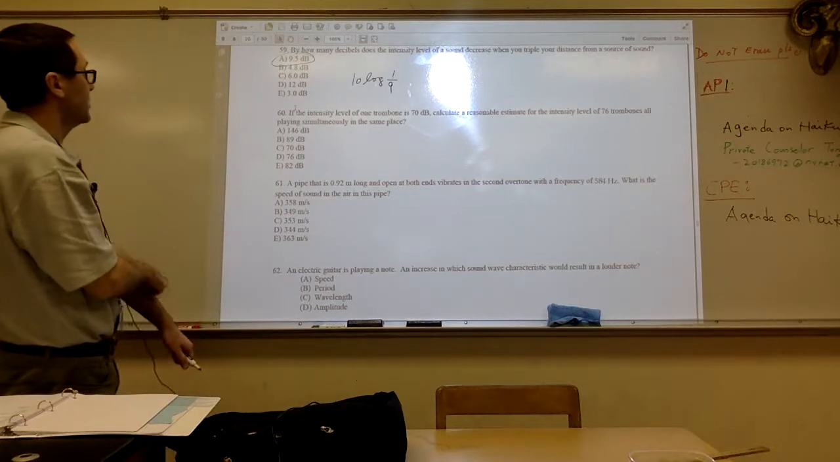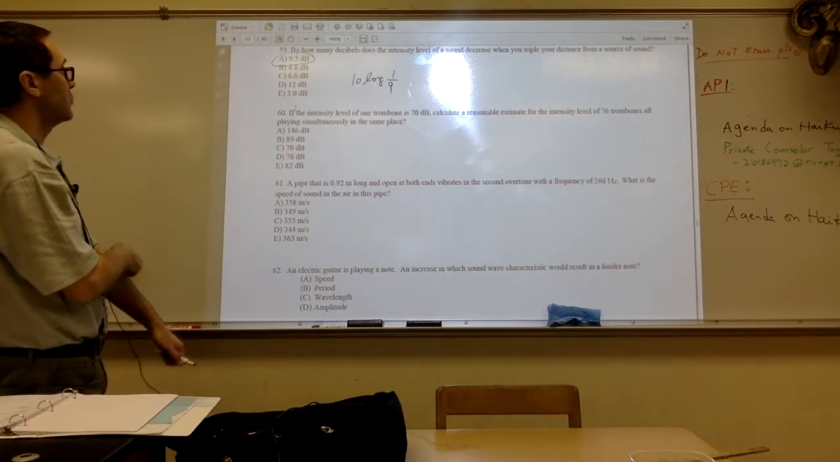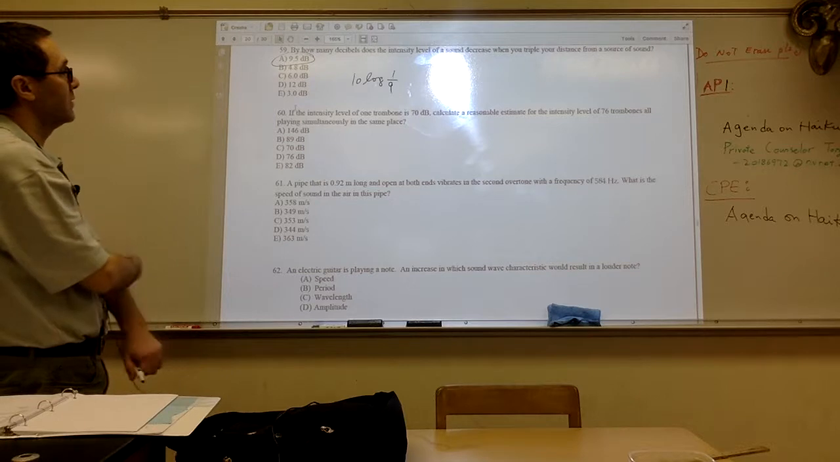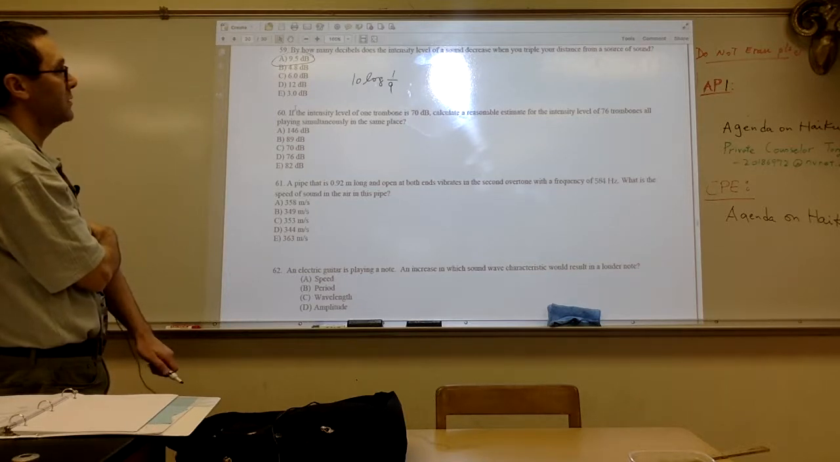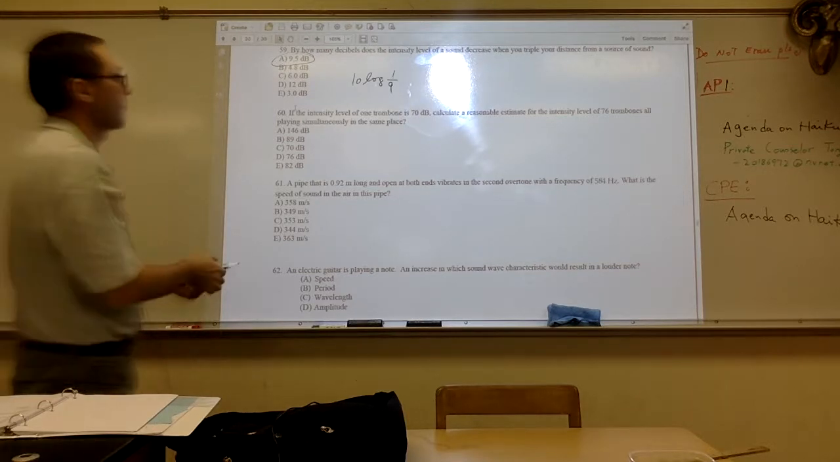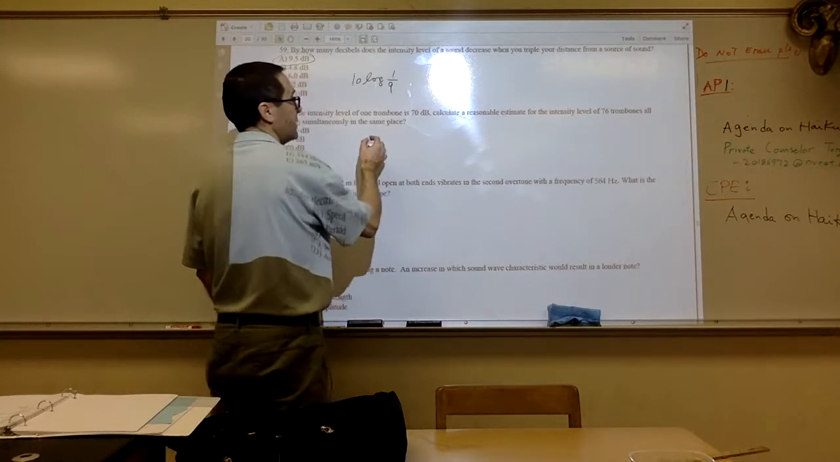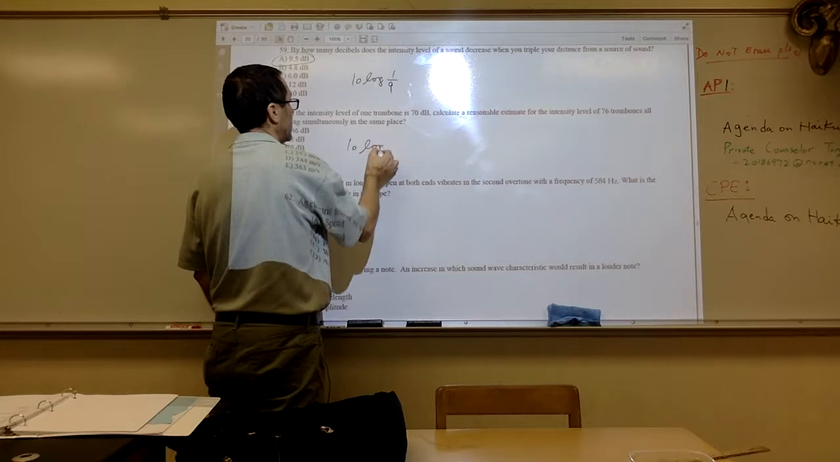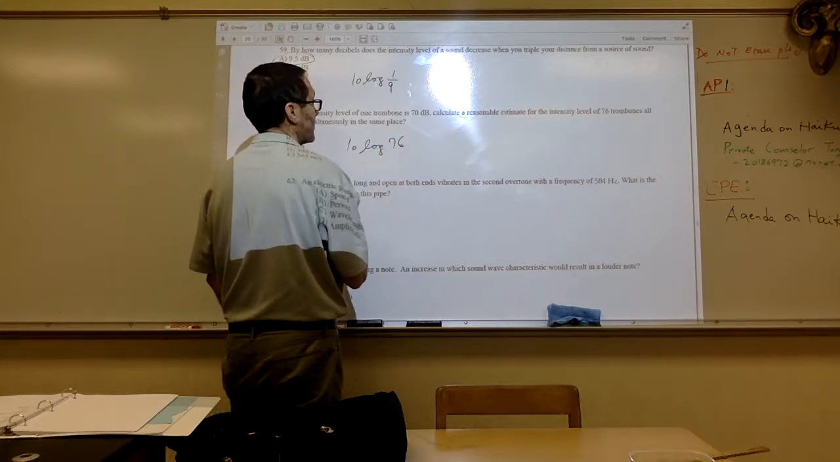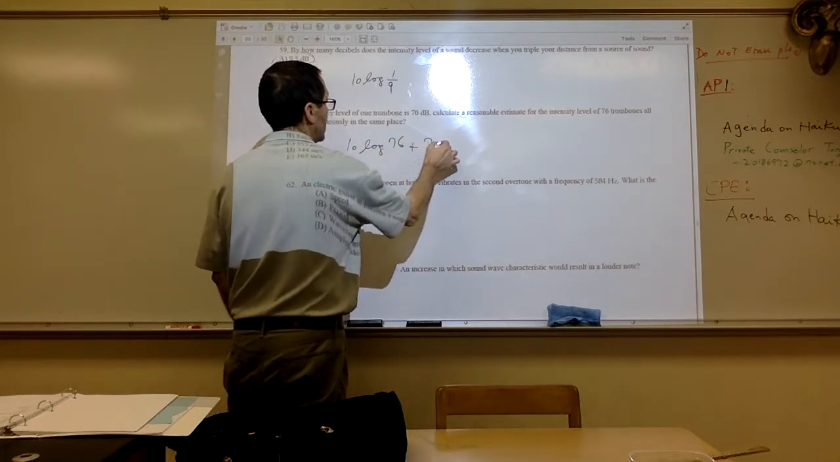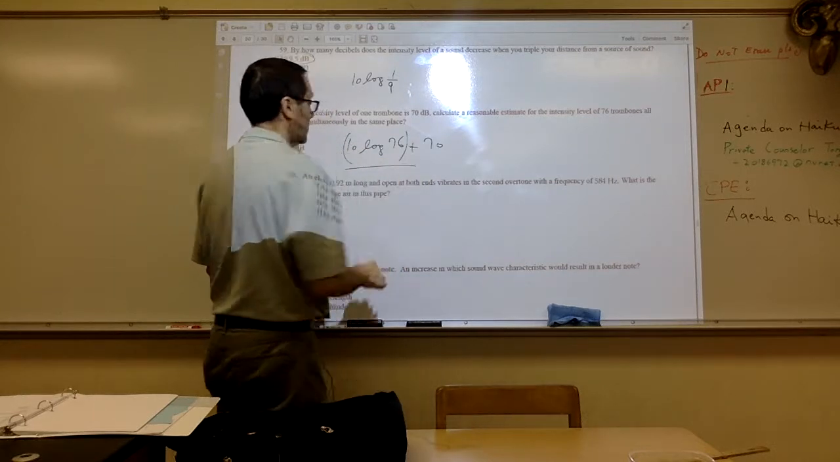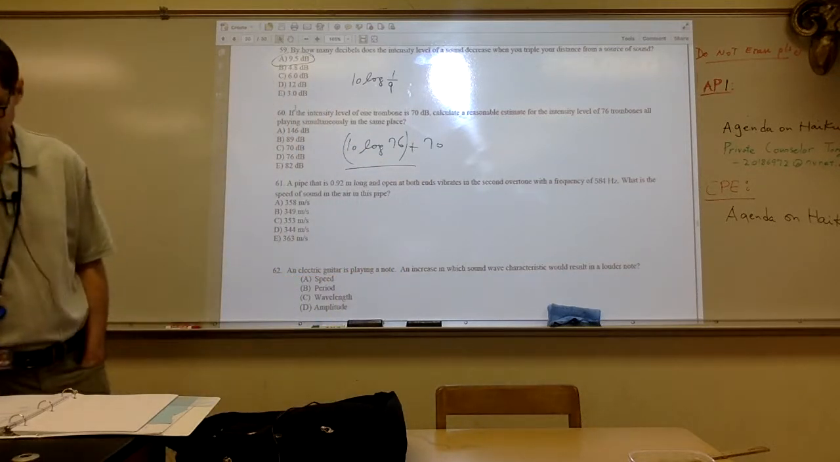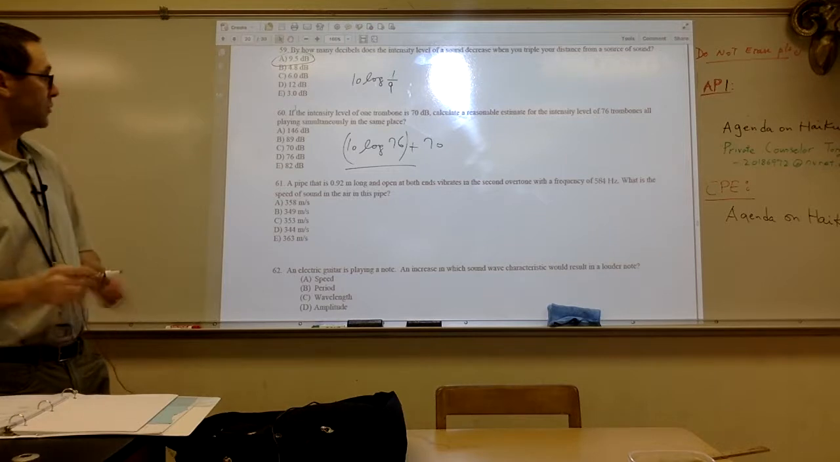Number 60. If the intensity level of one trombone is 70 decibels, calculate a reasonable estimate for the intensity level. Okay. So I think the additional decibel level is just going to be 10 log of 76 plus the old one. That's by how much you're going to increase your decibel level. And that should be 89 when you do the math.